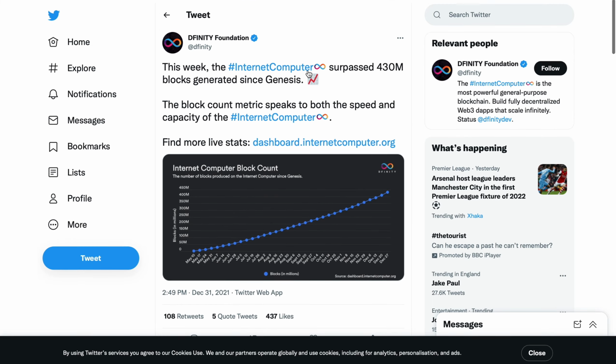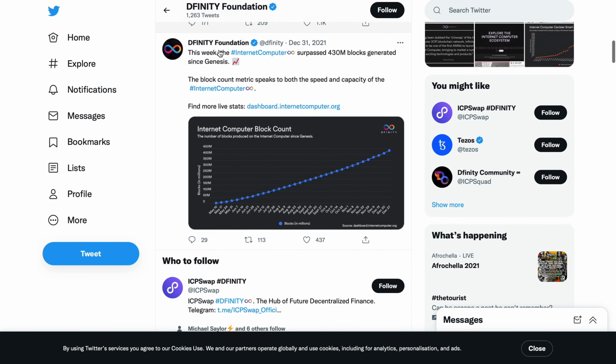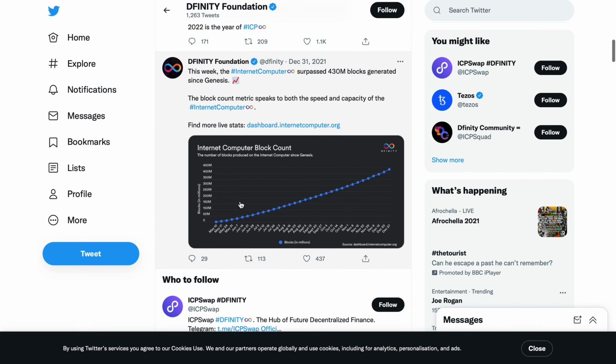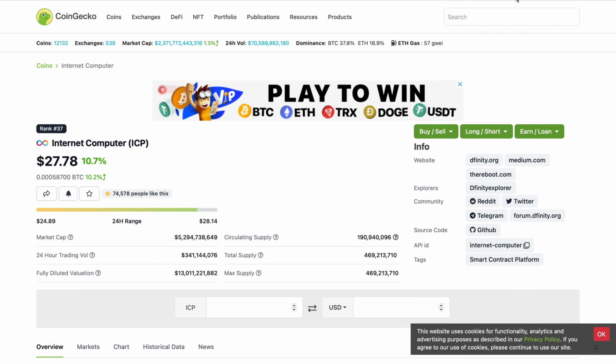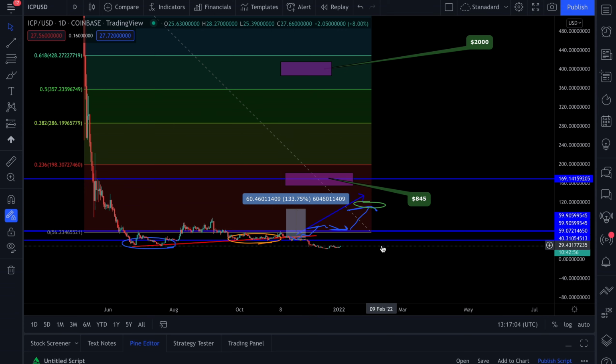It's mixed reviews, but a lot of people aren't actually paying attention to the fundamentals of the project, and this is why so many people miss out on great opportunities. So let me just get rid of this. Going back to where price is now, let's talk about some price action.